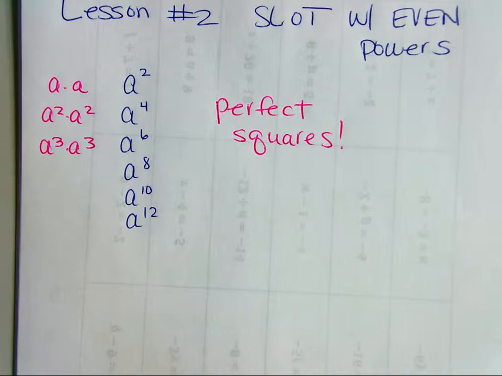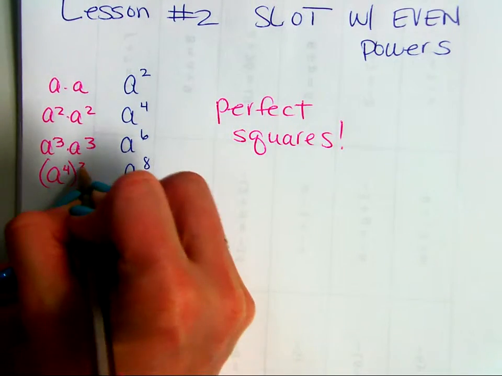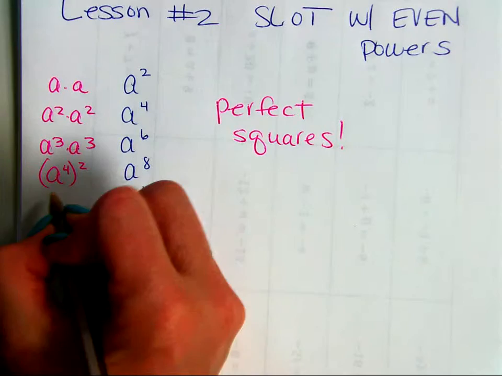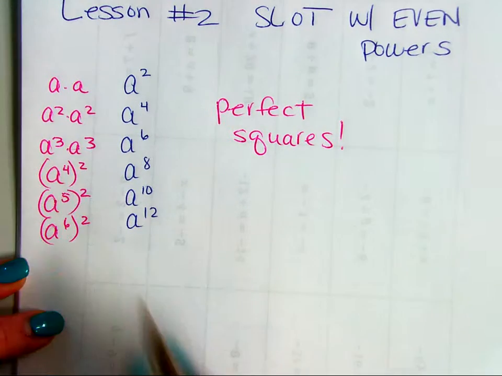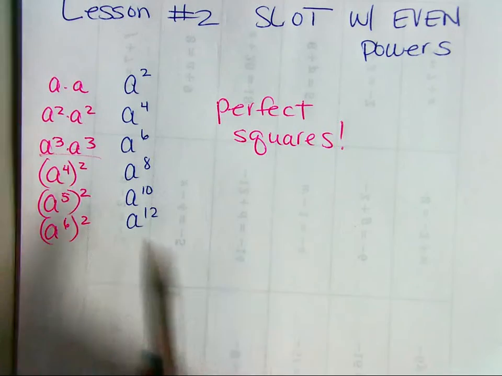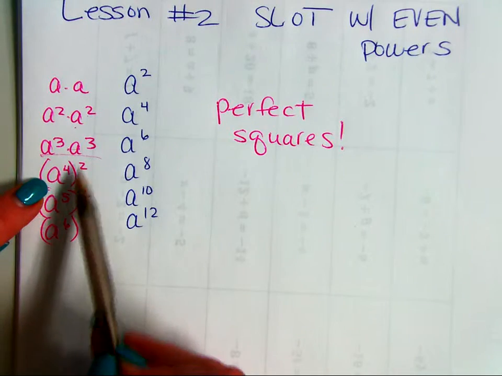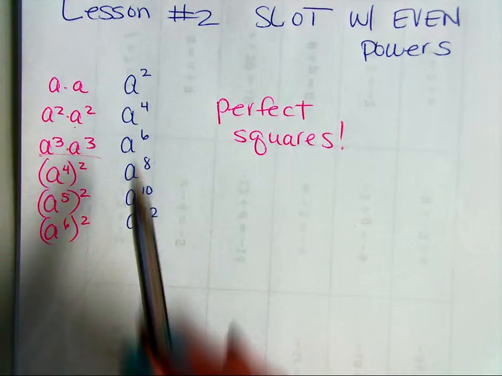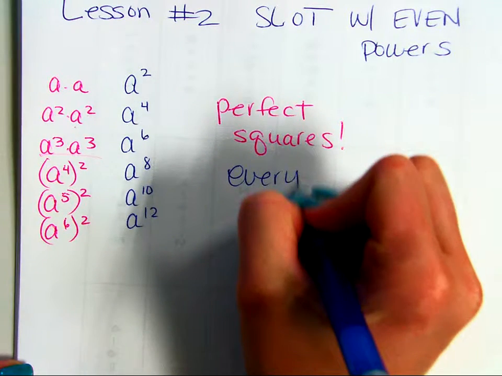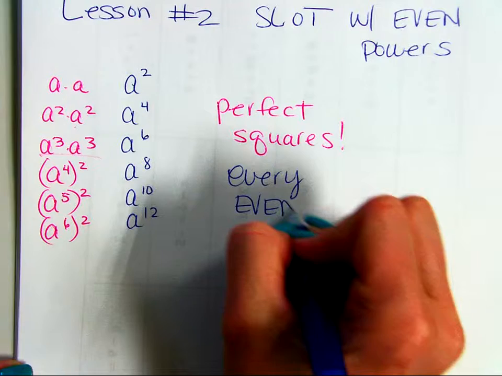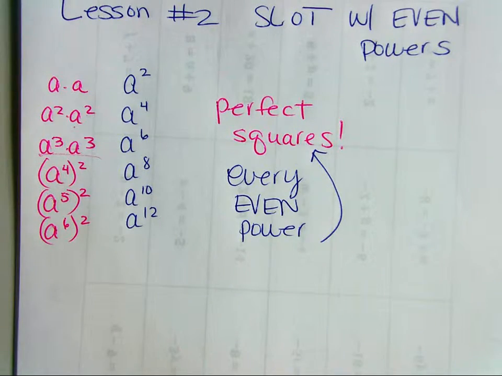Watch, I'm going to write it differently now. What did I square to get a to the eighth? Yeah, a to the fourth to the second. Then I took a to the fifth to the second. Then I took a to the sixth to the second. So however you look at it, whether you look at it as add and keep the base, or keep the base and add, or keep the base and multiply if you write it this way, aren't these all perfect squares? So every even power is a perfect square. Every single one of them. Okay?